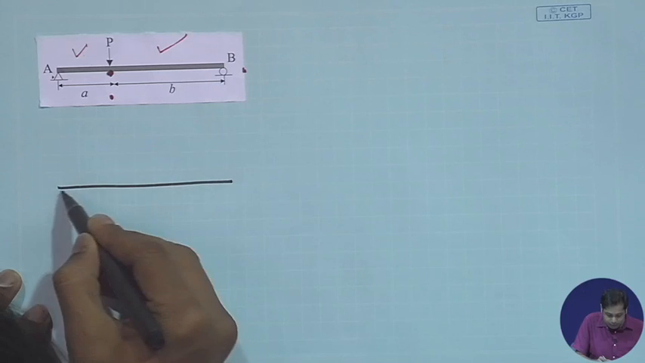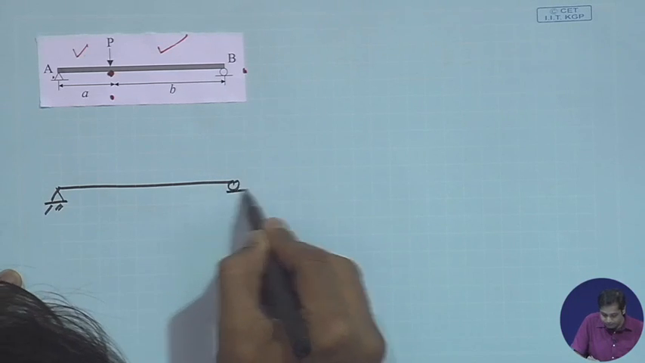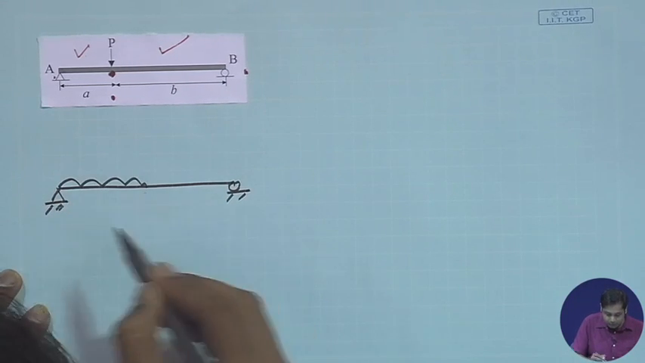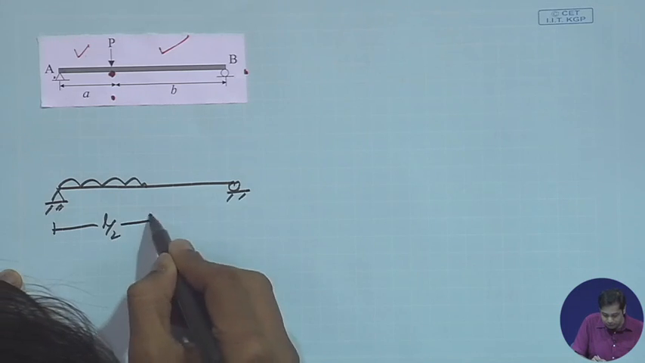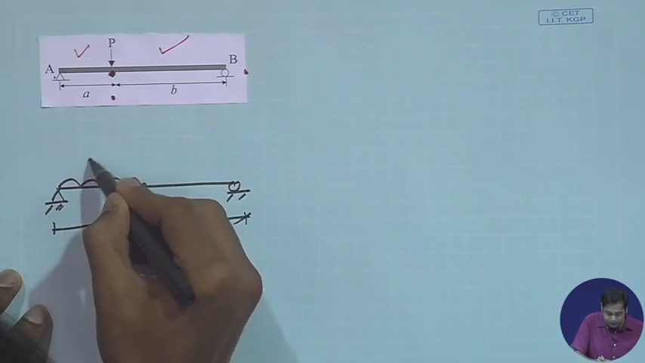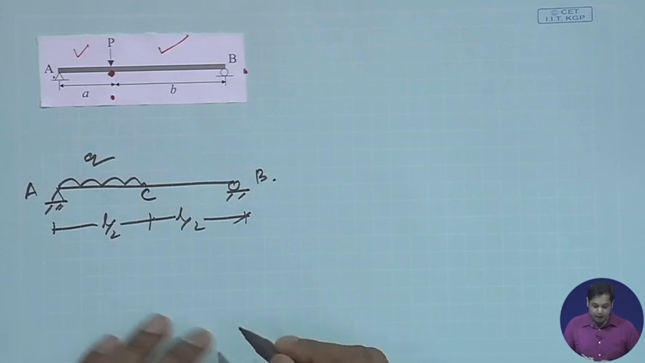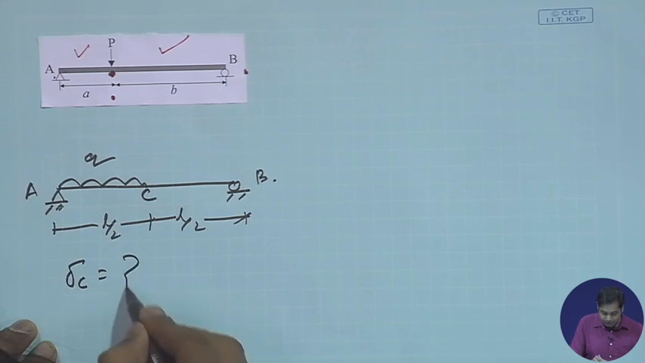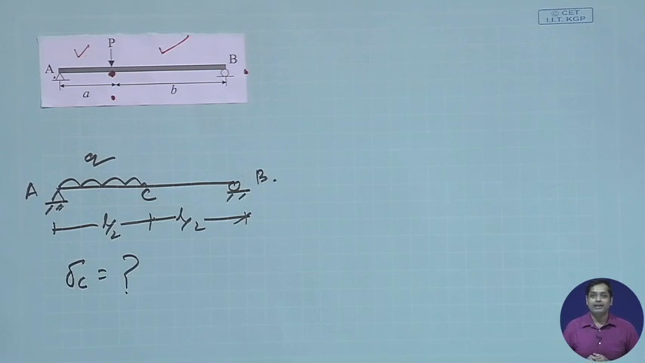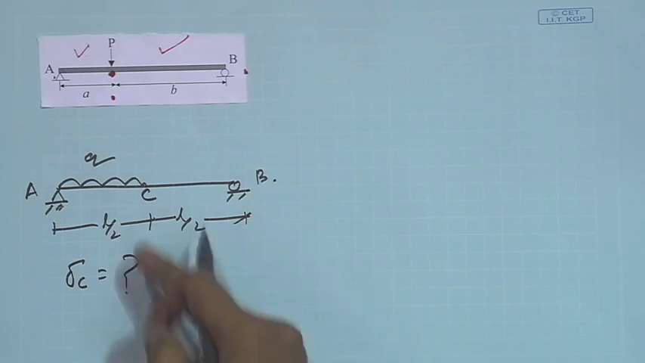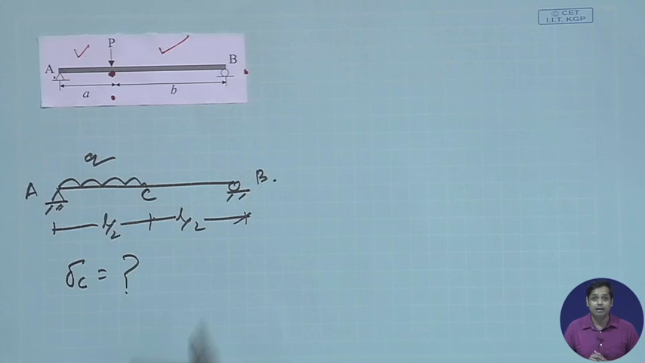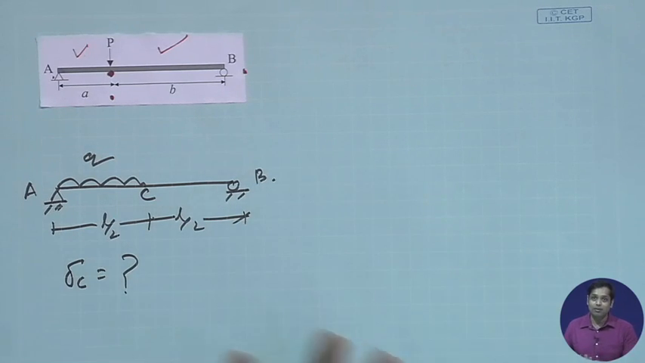Now just one small thing before we close, you can think of it as a puzzle also. Consider this problem. Once again, this is L by 2, this is L by 2, this is A, B. Now if this is C, and the problem is to compute delta C, how do we compute delta C? Just now we discussed the procedure.